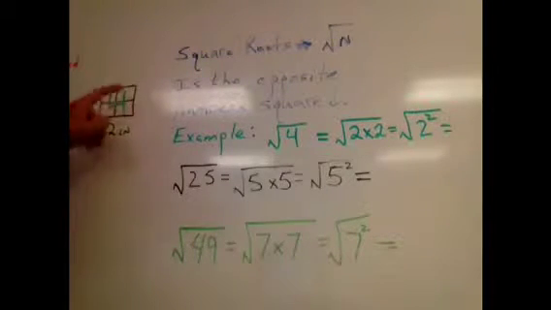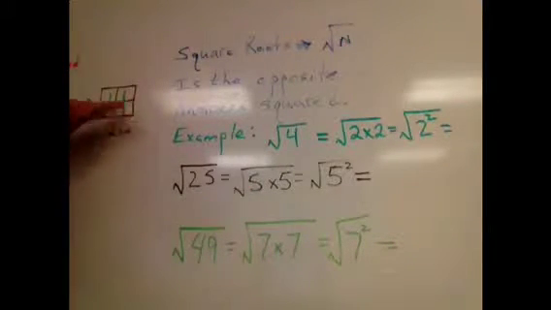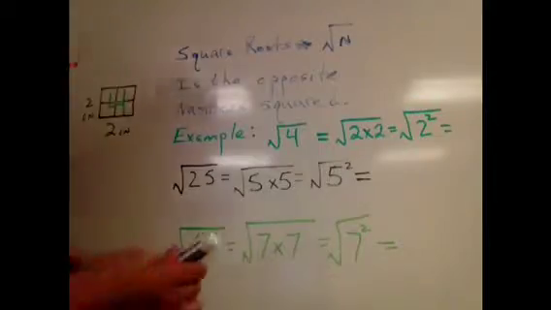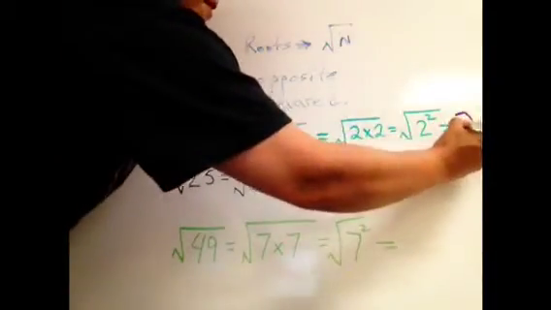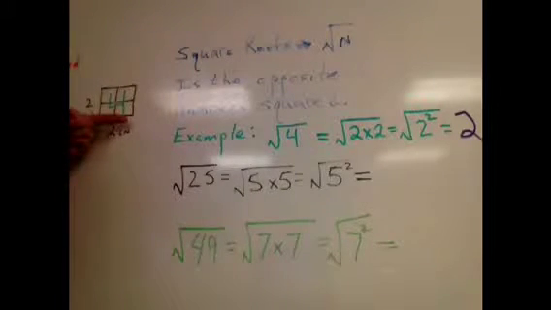We know there's 4 squares, so we do the square root of 4. The square root of 4 is the same thing as 2 times 2, right? That was 2 squared. So our answer is, if we have 4 squares, that means any one of the sides of this square is going to equal 2. So our answer is 2. Okay? It's a way of finding one of these sides by itself.